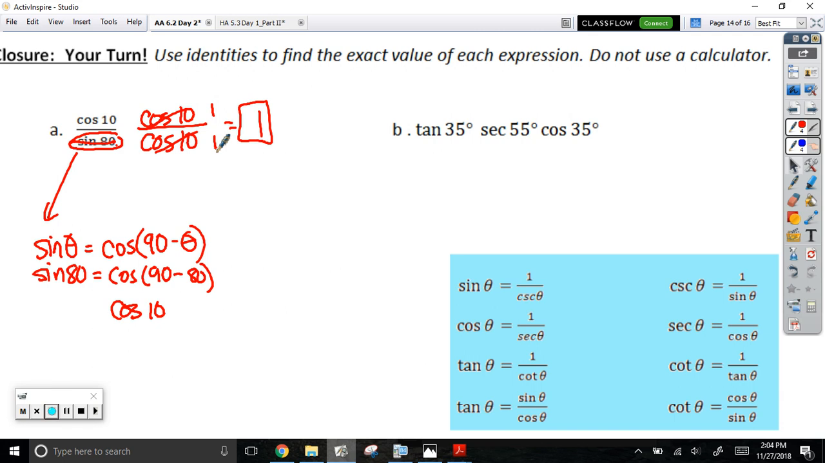And our last one, we have 35, 55, and 35. So we need to change this to match the other ones. We know it's going to come out to be 35, but you can't just make it secant of 35. We have to use the formula for secant, which is that it equals cosecant of 90 minus theta. So it'll be 90 minus 55, which will get me cosecant of 35.